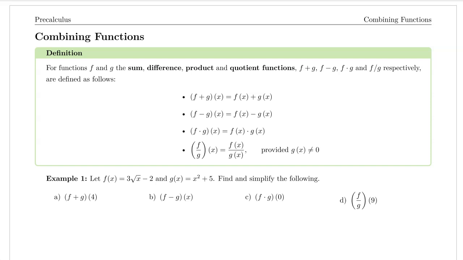So let's see how it works in example 1. Let f of x be equal to 3 times the square root of x minus 2, and g of x equal x squared plus 5. Find and simplify the following.